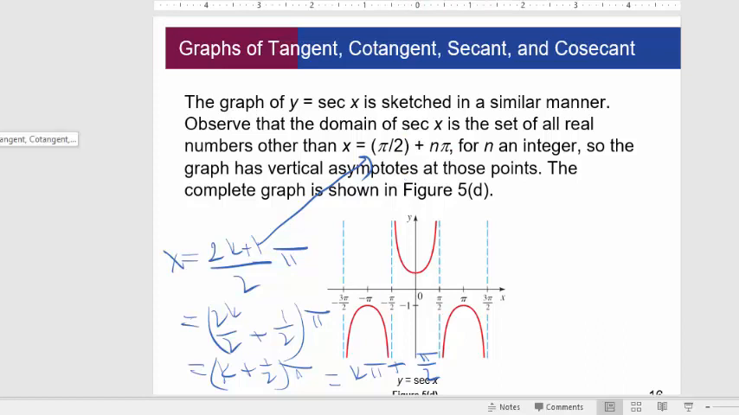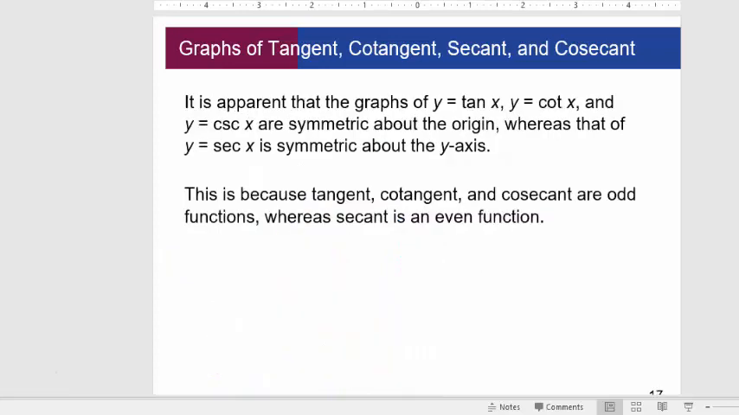But that's it. Really, again, I'm never going to ask you to graph these. You should just know what they look like. The ones I'm really most concerned with are the sine, the cosine, and the tangent graphs. And then they tell you that it makes sense that the tangent, the cotangent, and the cosecant are symmetric about the origin, and the secant is symmetric about the y-axis.